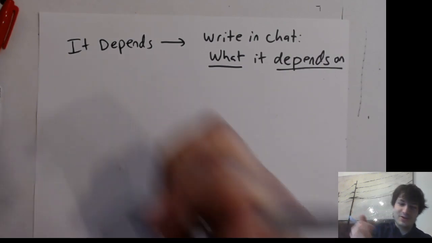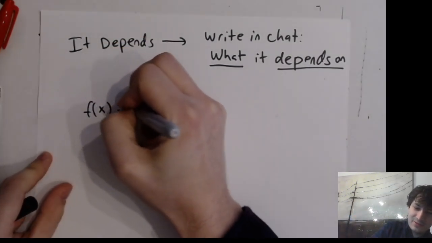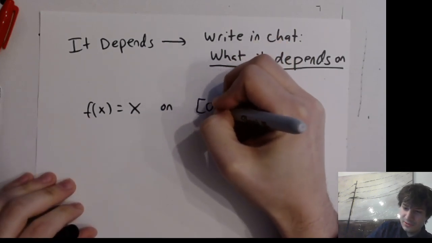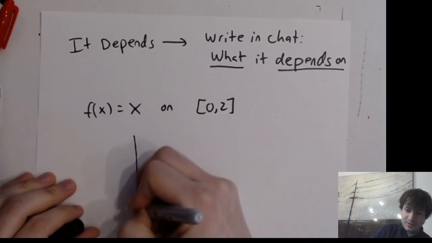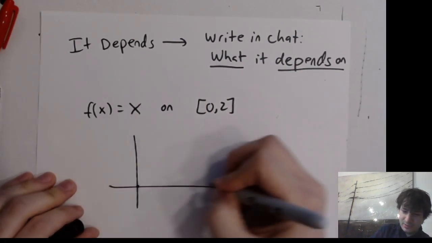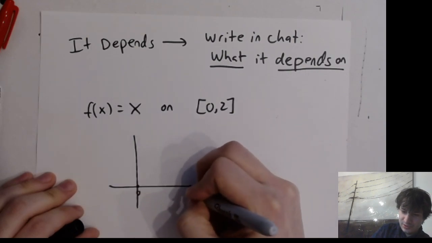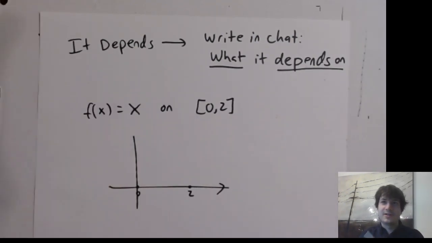So we're talking about the function f of x equals x on 0, 2. So what does that look like? Here's the x-axis, 0 to 2. And we're talking about this function in red.